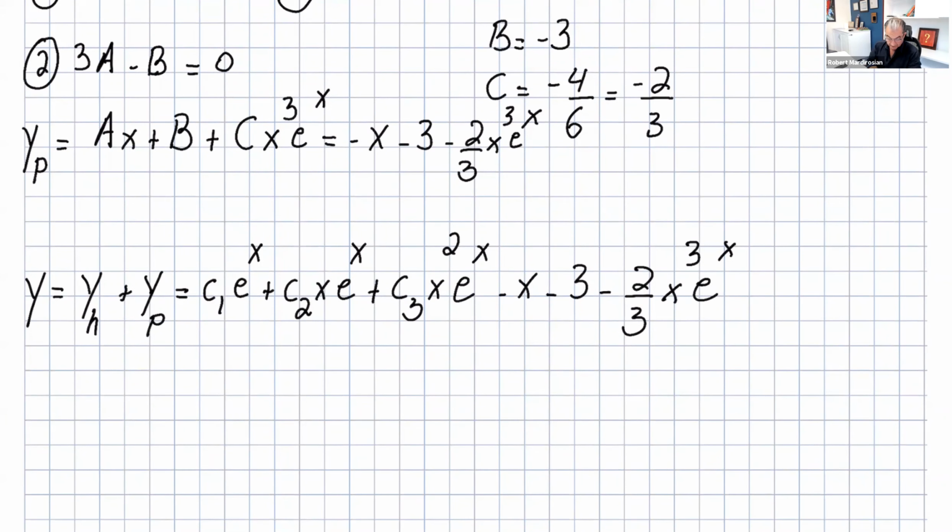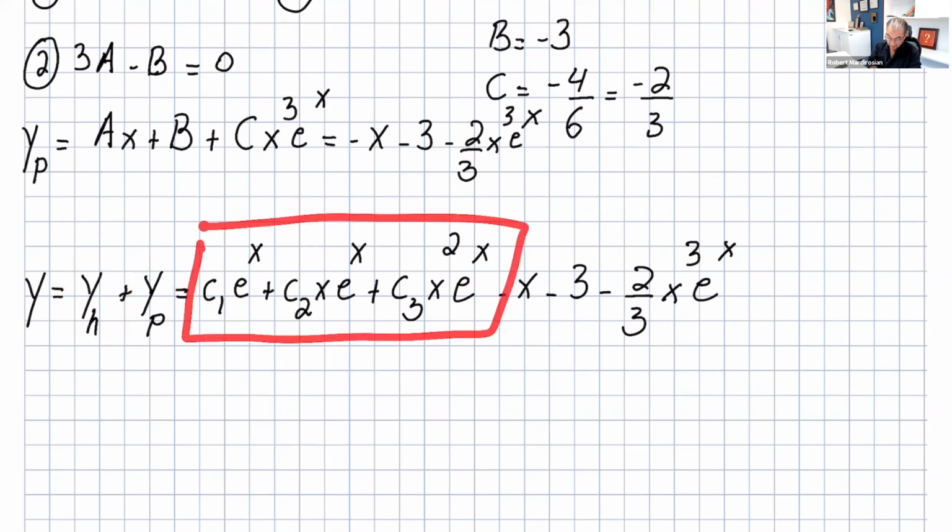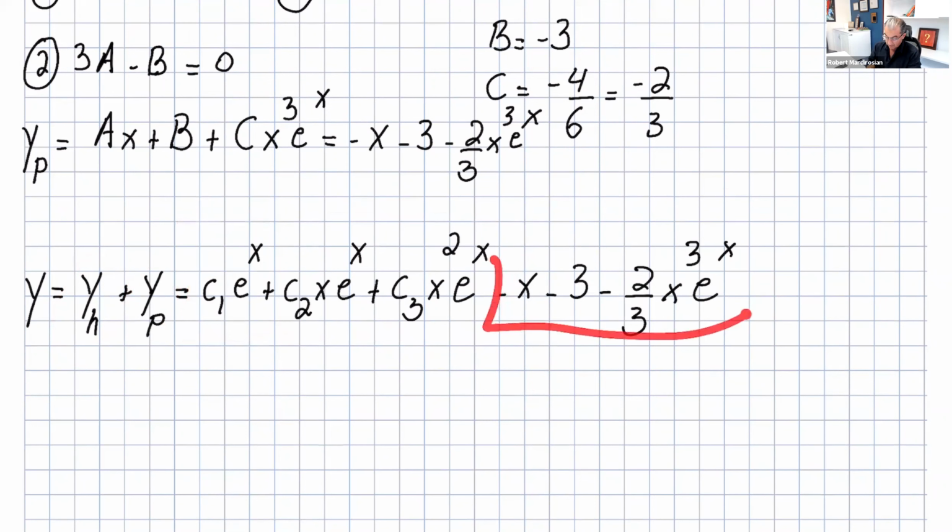The solution of that equation is the homogeneous solution, or characteristic solution, plus the particular solution. Homogeneous solution, we found that, and this is the particular solution. You add them, and that's going to give you the solution of the differential equation. A lot of arithmetic and algebra involved, but these are not very hard steps.